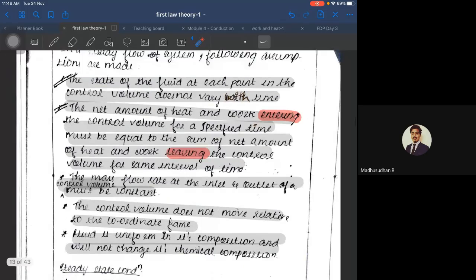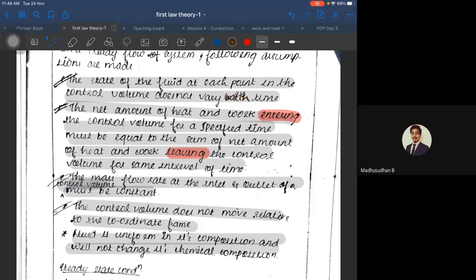The next one. The mass flow rate at the inlet and outlet of a control volume must be constant. So even if your work and heat interactions at inlet and outlet are same, even the mass flow rate, amount of liquid entering the system and amount of liquid leaving the system, even that particular thing has to be constant.